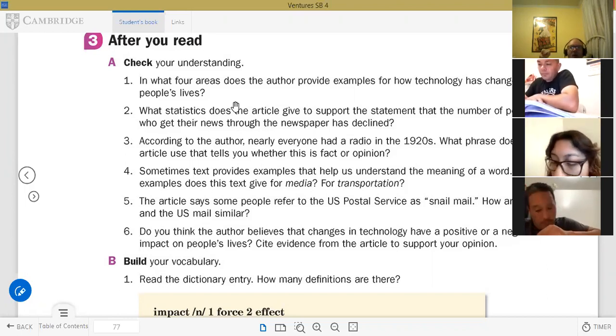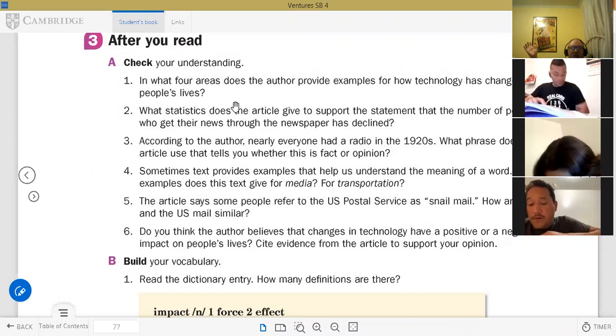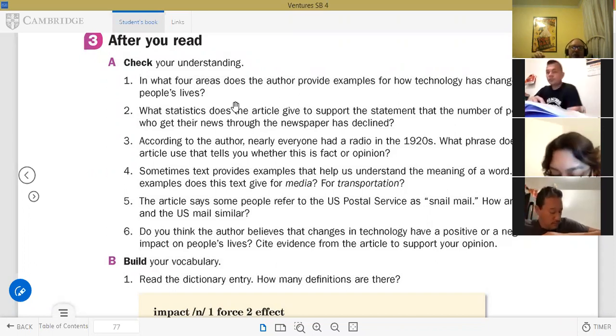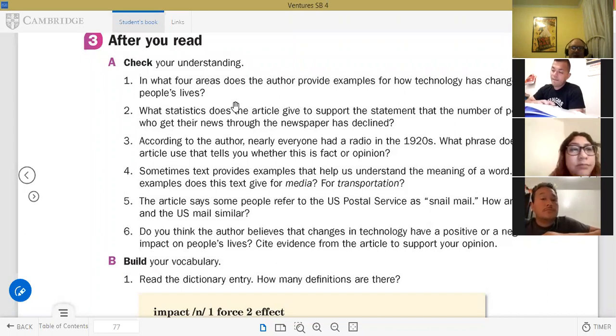Interviews. All right. What statistics does the article give to support the statement that the number of people who get their news through the newspaper has declined? What was his statistics about the newspaper? Do you remember? 72%. In the past, 72%. And now? Or in 2006 or whatever it was? 50%. And now it's probably, I don't know, 20% maybe? Maybe 20%. Nobody reads the newspaper anymore, right?